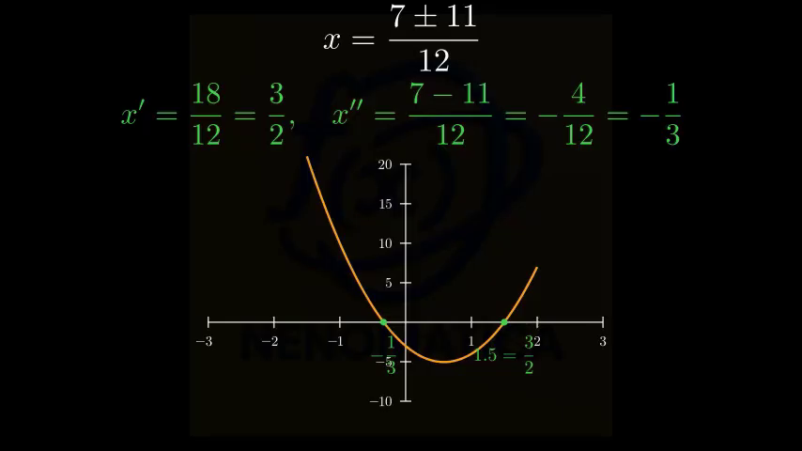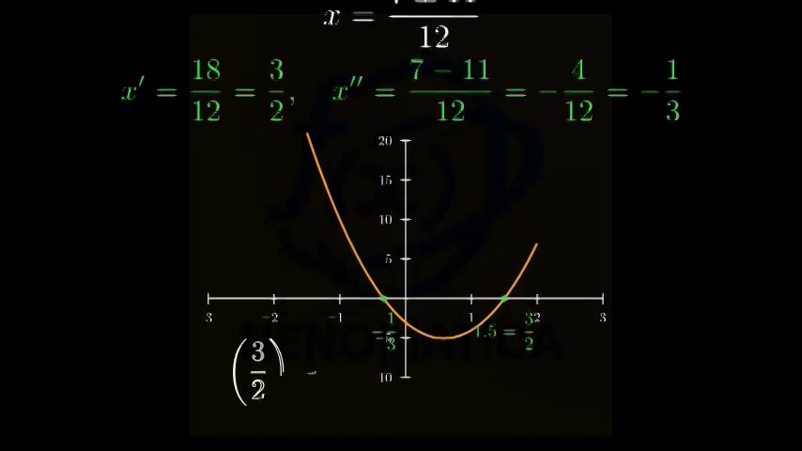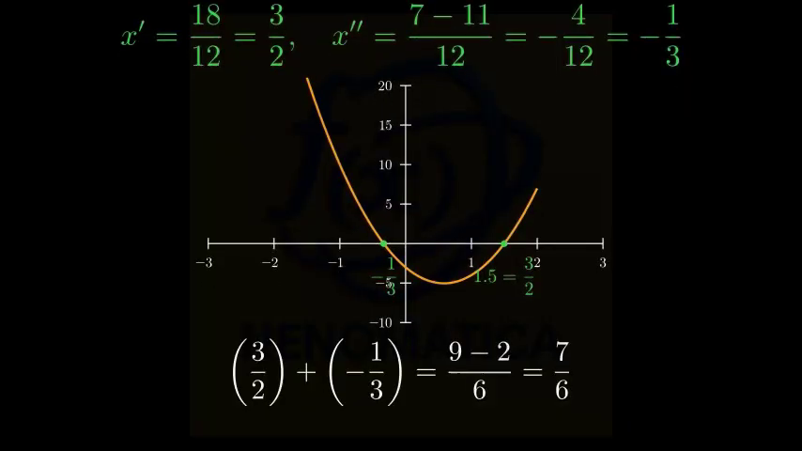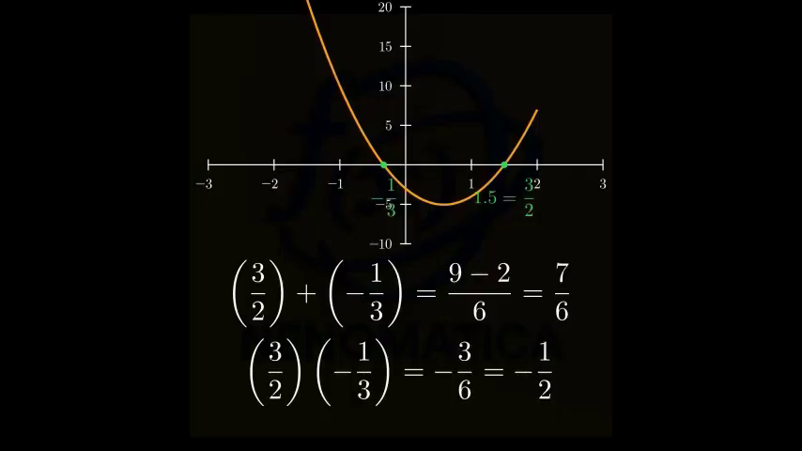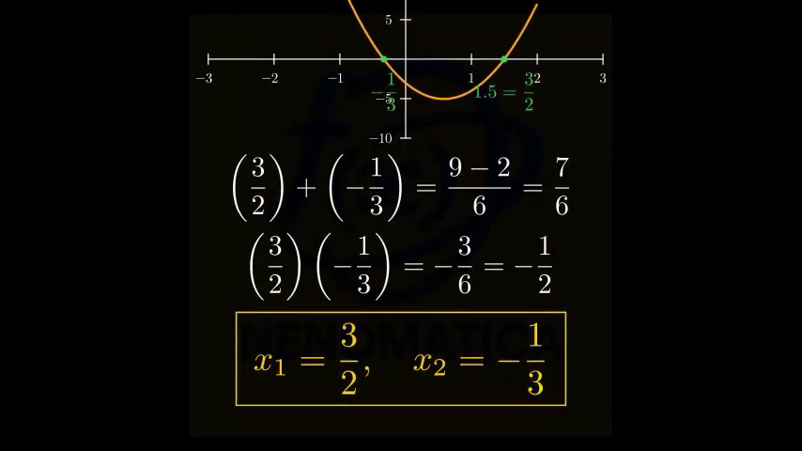Finally, let us verify the sum and the product. Sum equals 3/2 plus -1/3, which is 7/6. Product equals 3/2 times -1/3, which is -1/2. Everything checks out. Conclusion: the required numbers are 3/2 and -1/3.